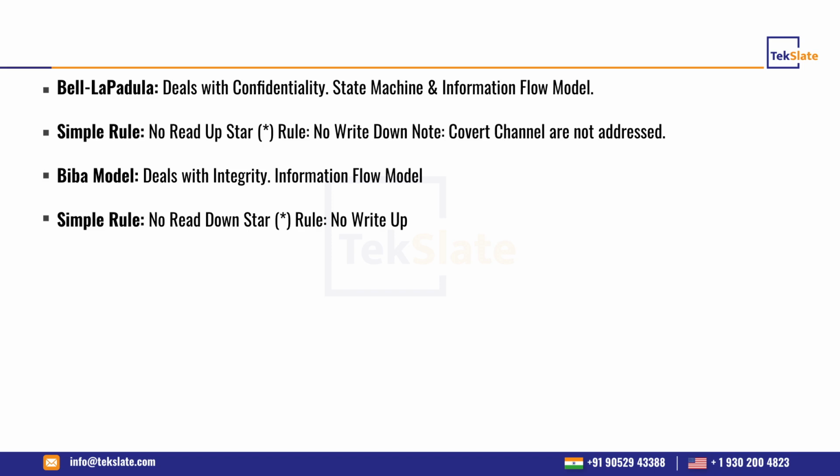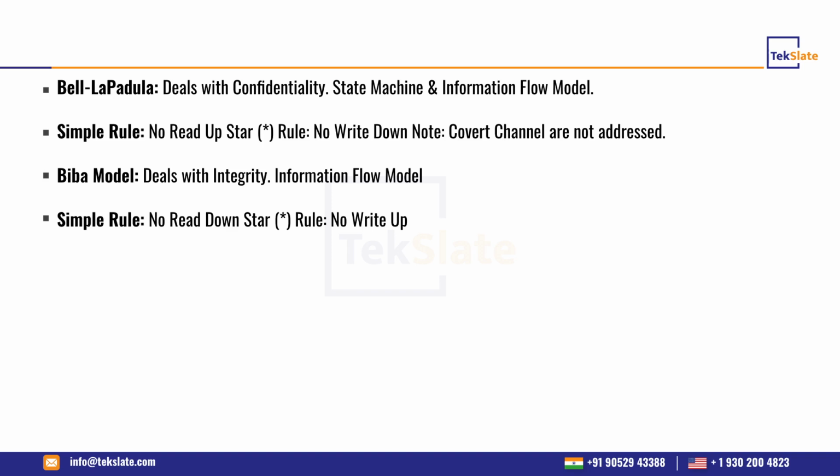There are simple rules for both of these. One is the simple rule, no read up, means a user is not allowed to read at a higher level. And there is the star rule, no write down. You are not allowed to write down, means you cannot modify things at a lower level. First is read up, not able to read, right? Next we will discuss both models in detail with an example.